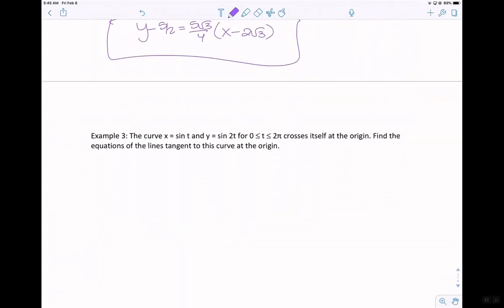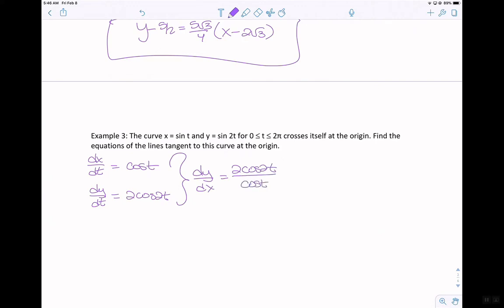Okay, so example 3. I have this curve, it crosses at the origin. Write the equation of the tangent line to the curve at the origin. So again, if I need to find dy dx, dx dt is cosine of t, and dy dt is equal to 2 cosine of 2t. So then together, dy dx is dy dt, which is 2 cosine of 2t, divided by cosine of t.